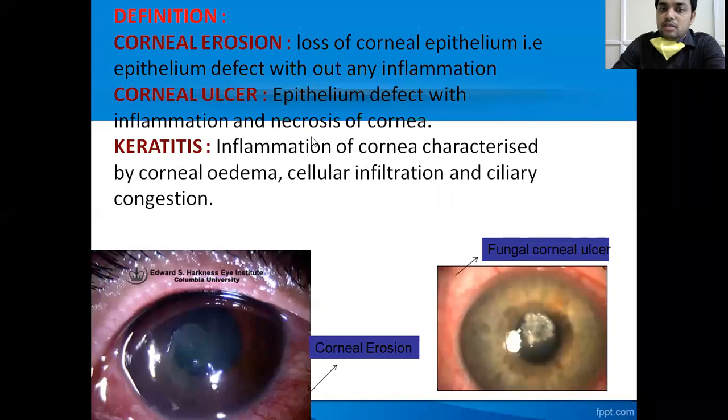We may or may not see an epithelial defect. In keratitis, any itis means inflammation. So we see inflammation and infiltration of the inflammatory cells, and it leads to corneal edema and ciliary congestion. So the ciliary vessels which are present surrounding the cornea are congested. So in this picture you can see the erosion, and this is a corneal ulcer.